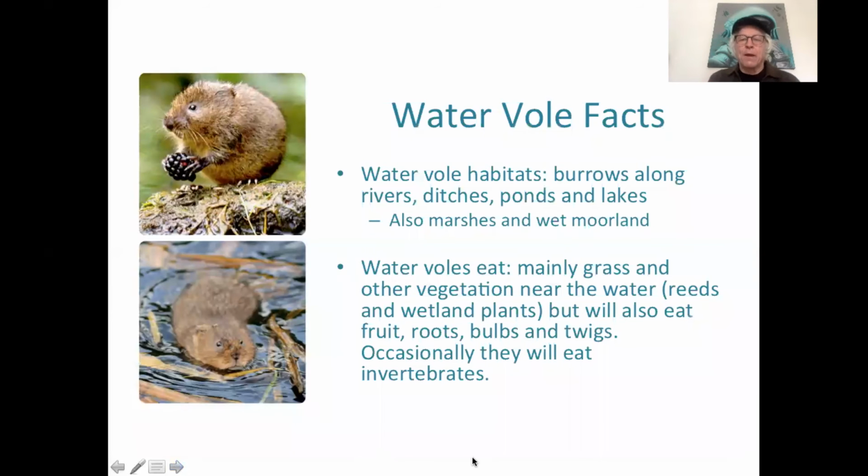So water voles live in burrows along the banks of rivers, ditches, ponds and lakes, and also marshes and wet moorland. Water voles eat grass and other vegetation near the water, reeds and plants that grow in the water. They'll also eat fruits, roots, bulbs and twigs. Very occasionally, they'll eat creepy crawlies, invertebrates.